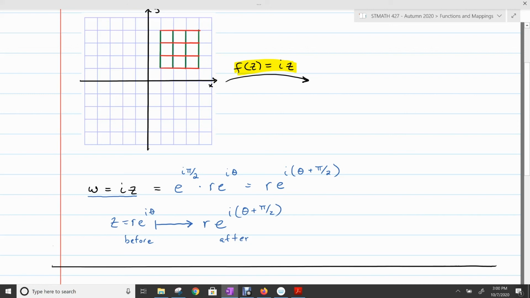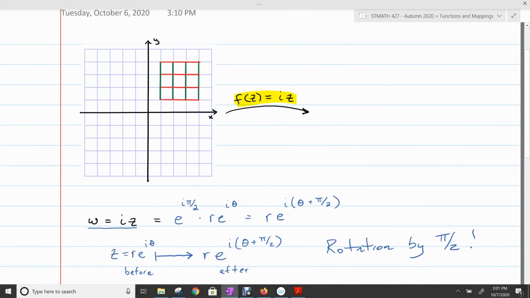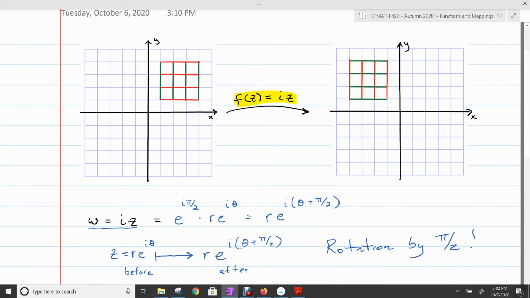And remember, z there was really just r e to the i theta. So what effect was had on z? Well, the difference between the before and the after is that theta had pi over 2 added to it. So it seems to me that what's really going on here is rotation by pi over 2. And so if you applied a rotation of pi over 2 to that picture, here's what you get. So in the after picture there, you can see there was a rotation of pi over 2 that took that region in the first quadrant to a region in the second quadrant. Notice that the vertical lines got transformed into horizontal lines and vice versa.